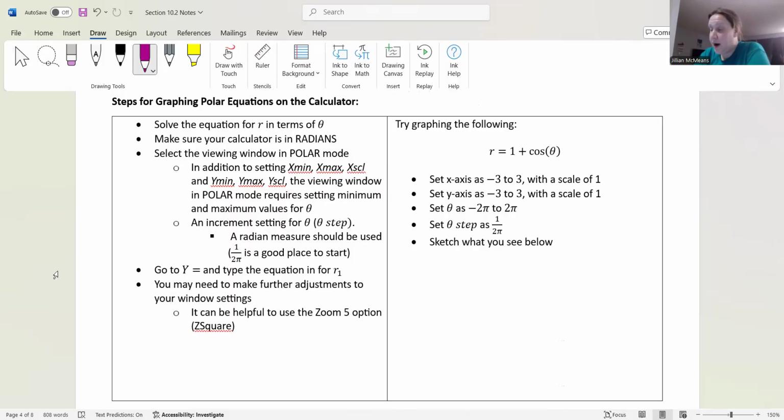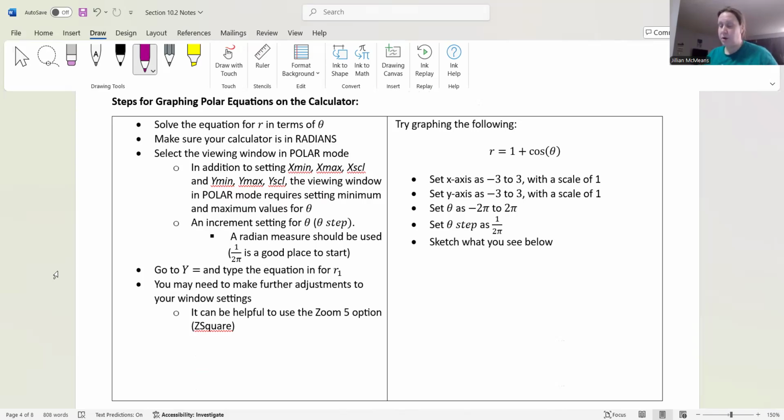So steps for graphing polar equations on the calculator. You know how when we're dealing with just regular rectangular equations, we always had to solve them for y to type them into our Texas Instruments TI calculator. You kind of have to do the same thing here, but here you're going to solve for r.